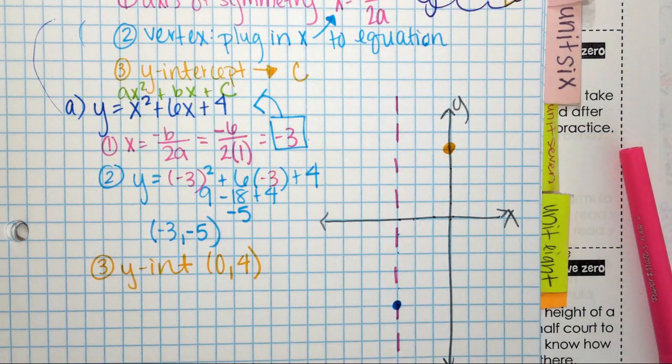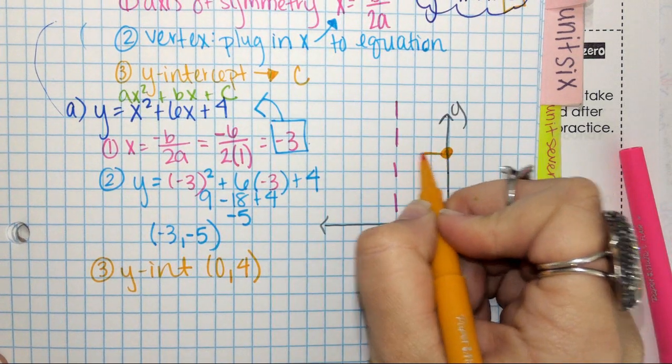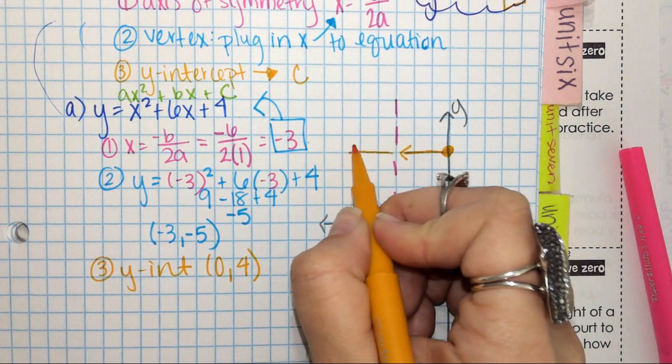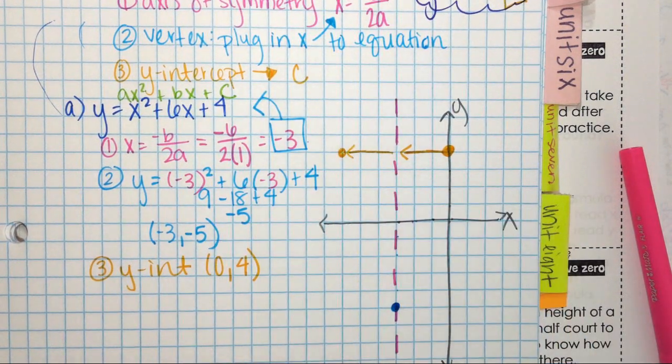Now, what do we know about a quadratic? What do we know about the graph of it? It's a U, which means it's the same on both sides. So if this point is 3 units away from my axis of symmetry here, it's going to have to go 3 units away this way. Reflect the yellow point, or whatever color yours is.